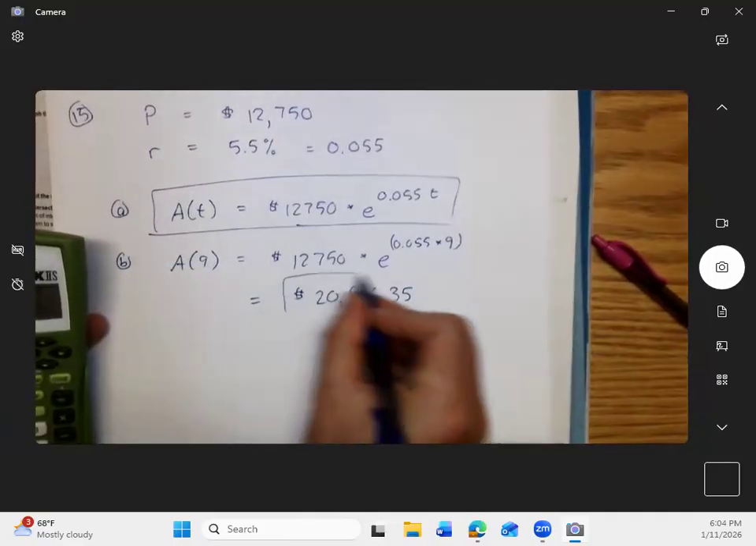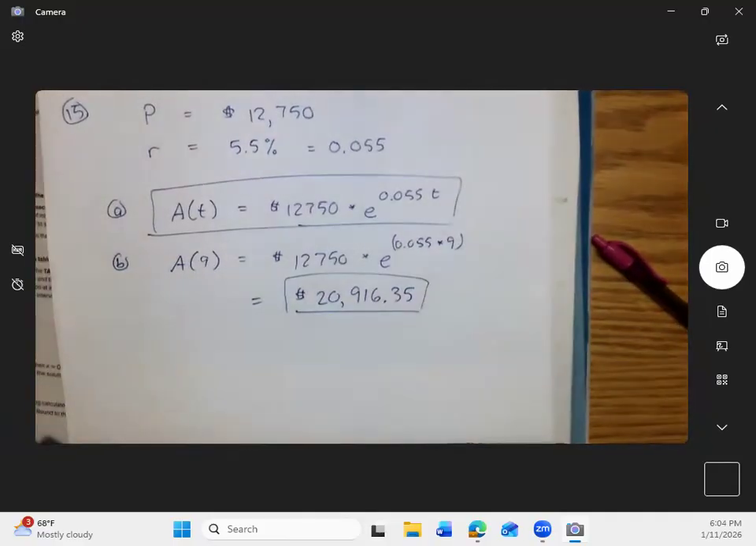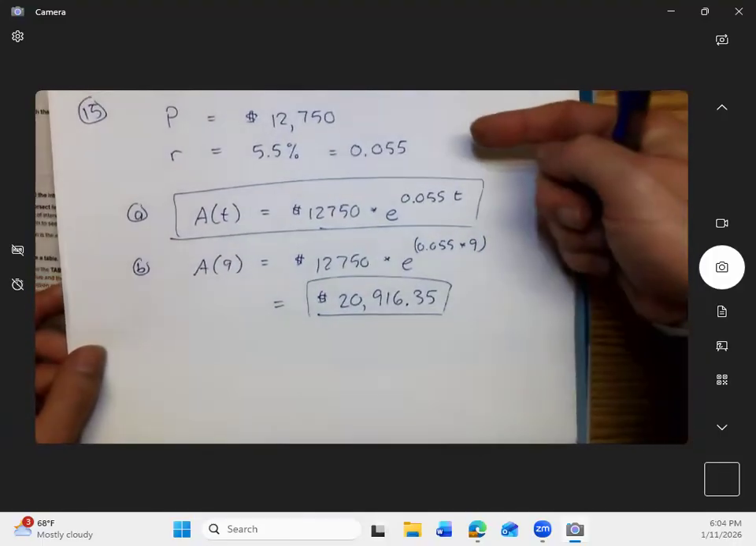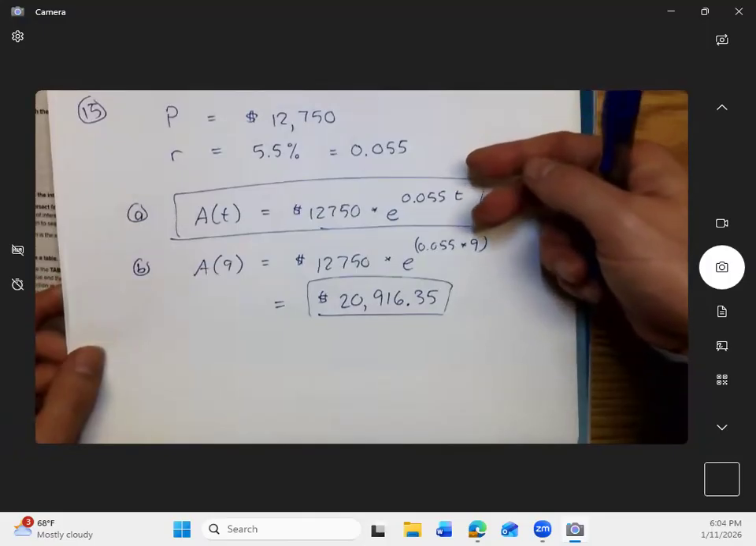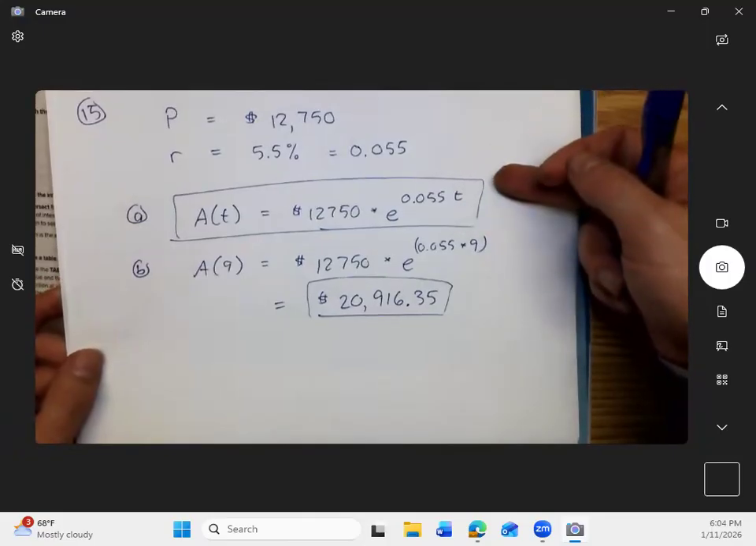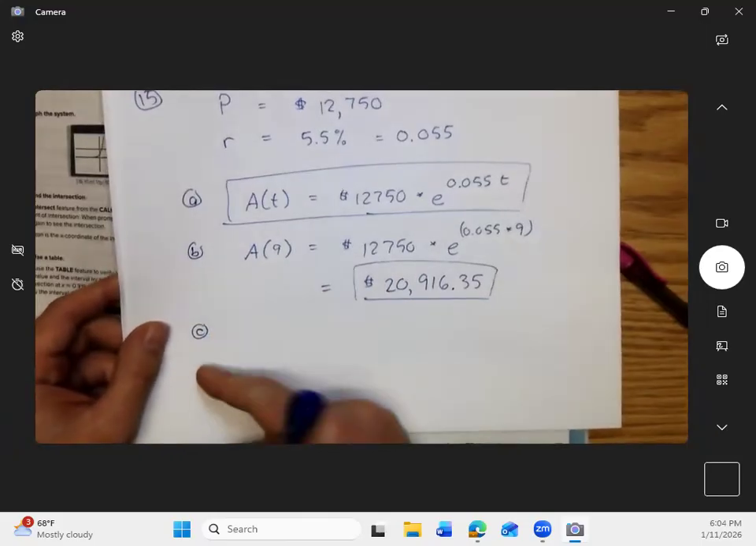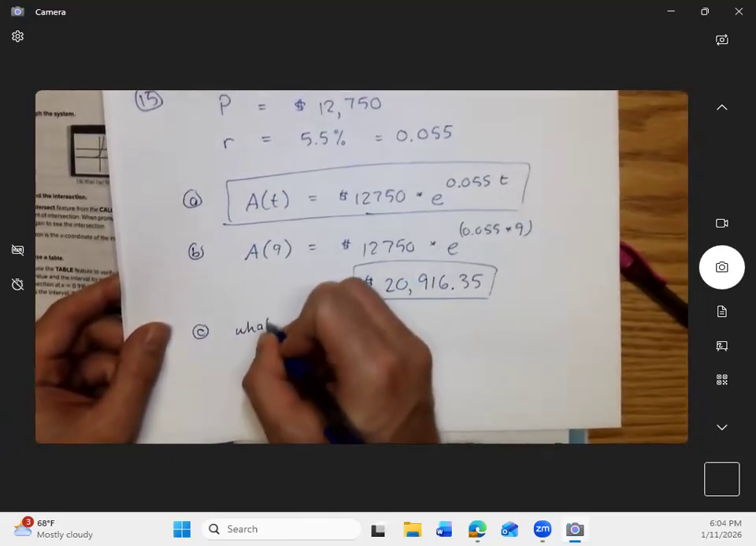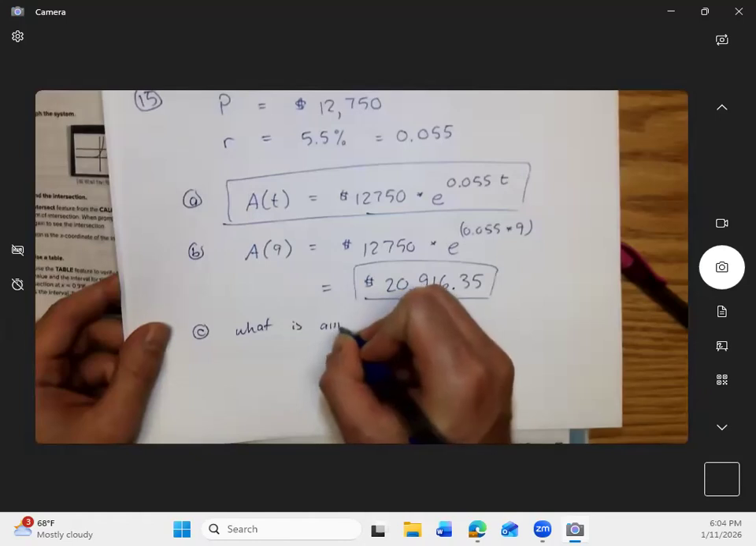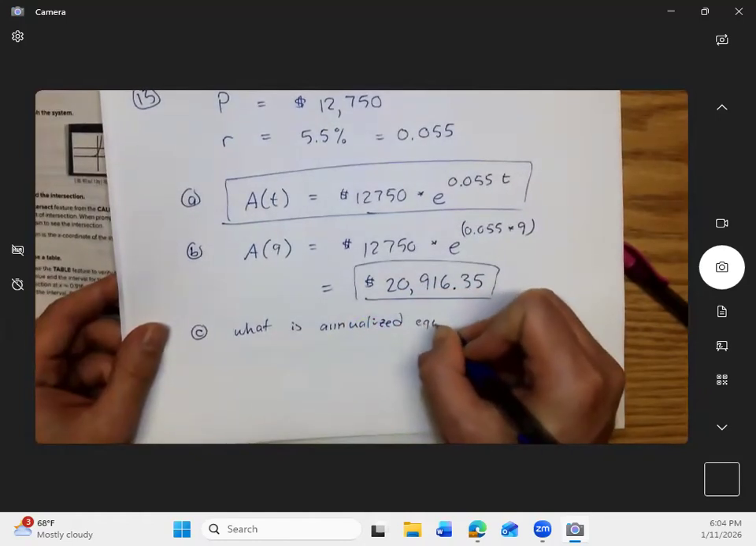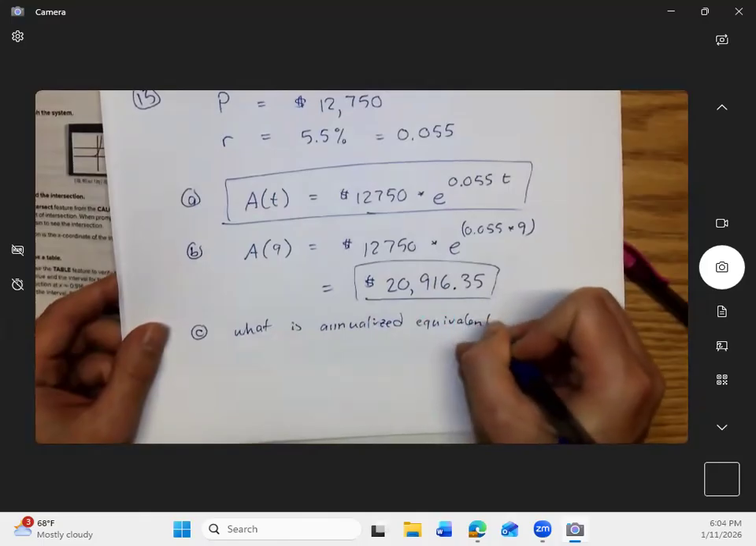Earlier in this lesson, I had a side question that said, hey, if it's 5.5% but continuously compounded, then what's the annualized equivalent? So I'm going to come up with my own question C. What is the annualized equivalent interest rate?